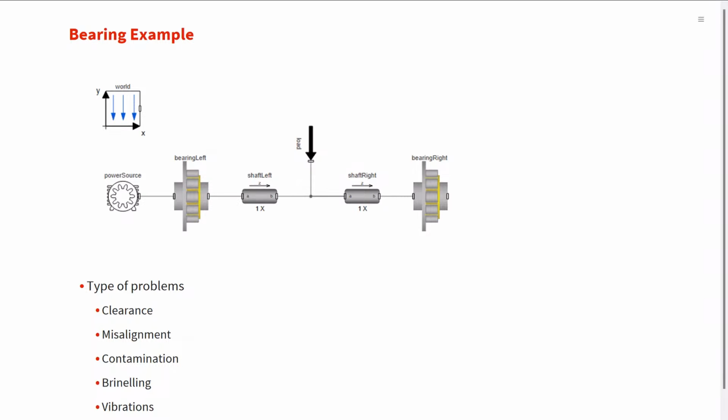Just as in an orchestra, where one out-of-tune instrument can affect the entire performance, in machinery a single faulty bearing can throw the entire system out of sync. So our objective is to detect, analyze, and correct these imperfections to ensure smooth and harmonious operation.